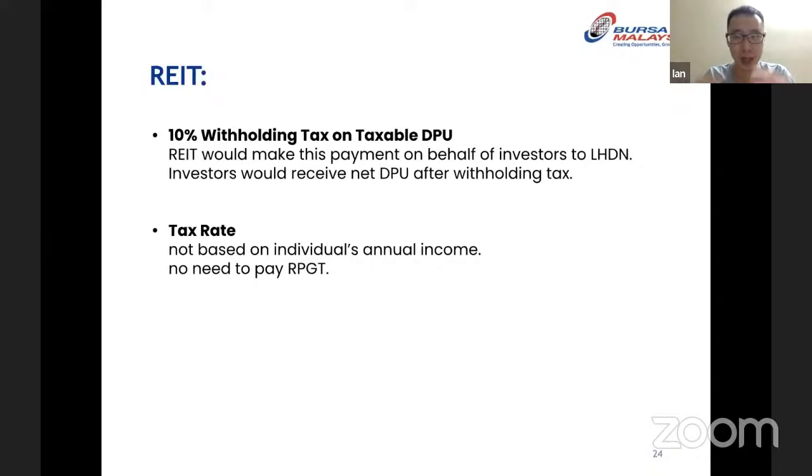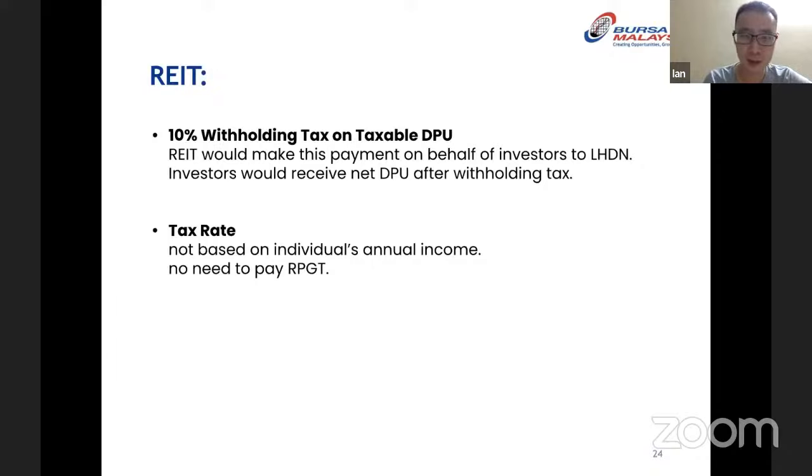Simple, because it's non-taxable. But on the taxable DPU, let's say you are a retail, individual investor in Malaysia, we have to pay withholding tax on this taxable DPU. And the rate is a flat rate of 10%. It doesn't matter whether your income is 50,000 ringgit a year, 100,000 ringgit a year, or 1 million ringgit a year. It doesn't matter how rich or how poor you are. All the unit holders will pay the same withholding tax rate. That tax rate is a flat 10% for everybody, rich or poor. As long as you are a unit holder, 10%.